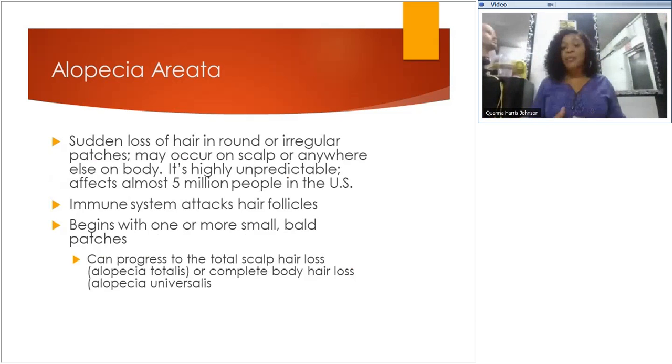If the immune system starts to attack your follicles, it may begin with one small patch until a complete bald patch. If it progresses or is not treated, it can cause total scalp hair loss, which is called alopecia totalis, meaning all the hair on your scalp will be gone. And if not treated, it can cause complete body hair loss, every hair on your body gone. This is called alopecia universalis. Remember, alopecia areata is the immune system attacking your follicles.